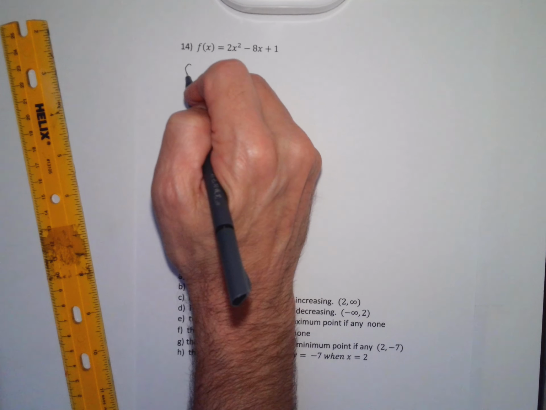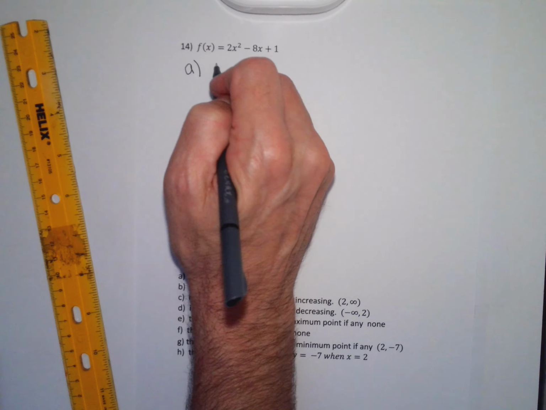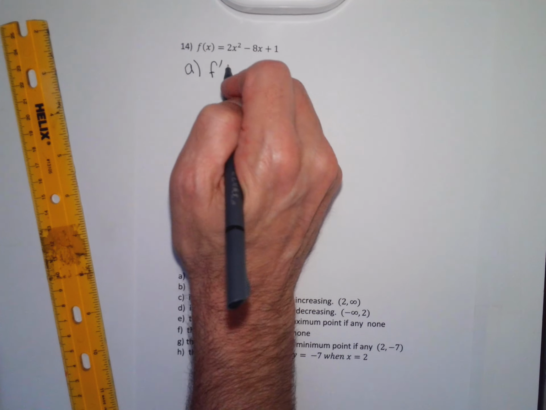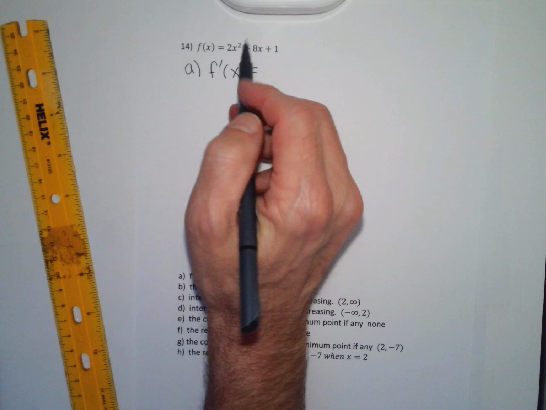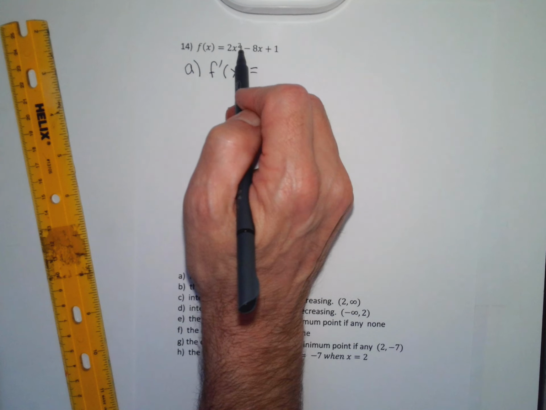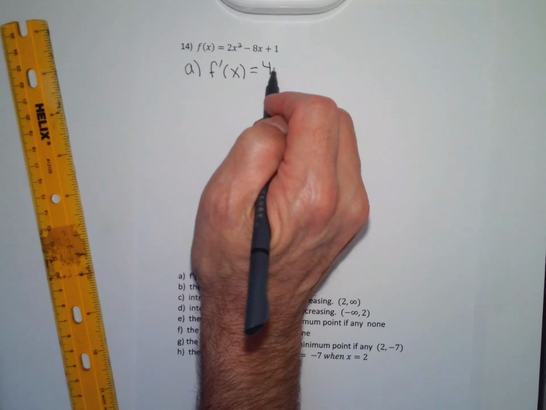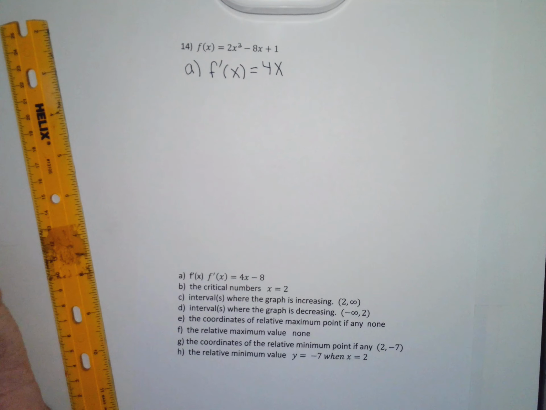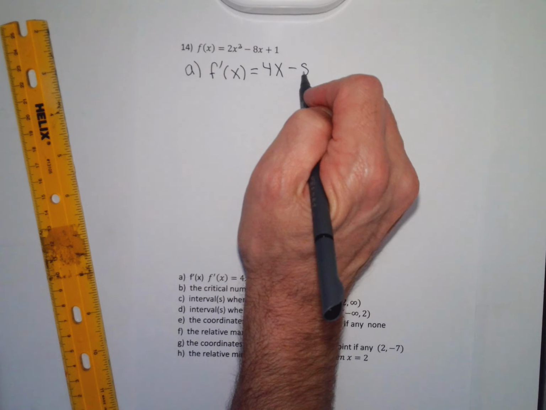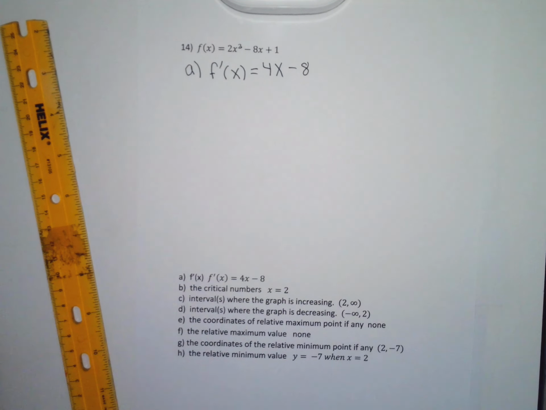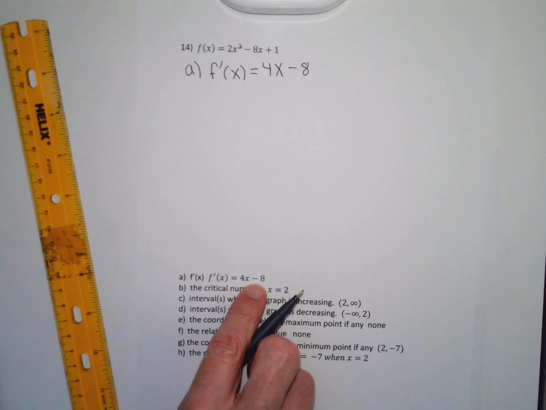Super easy derivative. To find the derivative, that's just a generic power rule, no special product or quotient or chain rule. I just take the 2x squared, multiply the 2 by 2 and get 4, lower the exponent by 1. And then for the -8x, its derivative is -8. The positive 1, its derivative is 0. So the answer to part A, the derivative is 4x minus 8.